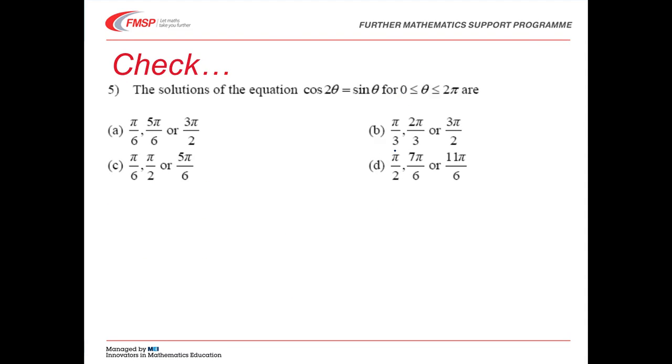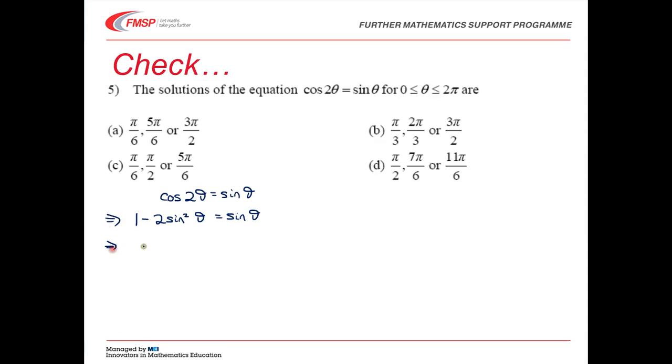Okay, one more for you to have a go at. Pause the video and try this yourself first. Right, here's the solution then. Cos of 2 theta equals sine theta. We'll use 1 minus 2 sine squared theta so that I've got all sines rather than a mix of sines and cos. So 1 minus 2 sine squared theta is sine theta.